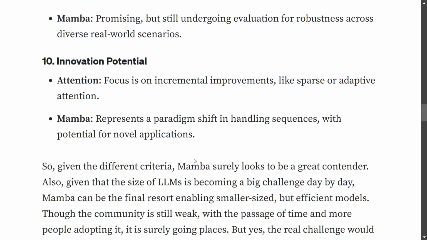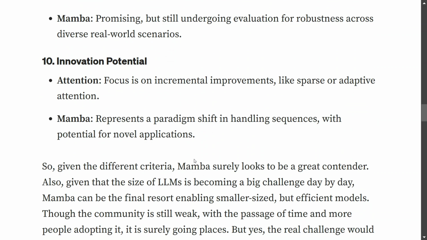Innovation potential. In terms of attention, the focus is on incremental improvements like sparse or adaptive attention. But in the case of Mamba, it's a paradigm shift in handling sequences. Hence, the space of innovation is quite large in the case of Mamba. You can innovate a lot. Attention, comparatively, is saturated. Comparatively, again, there are still a lot of things that can be done in attention as well, but compared to Mamba, the space is a little smaller.